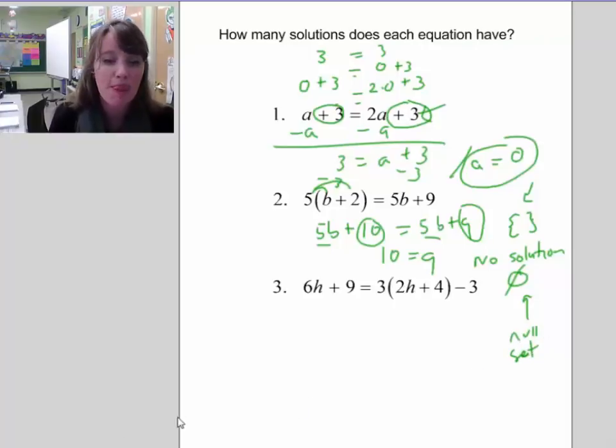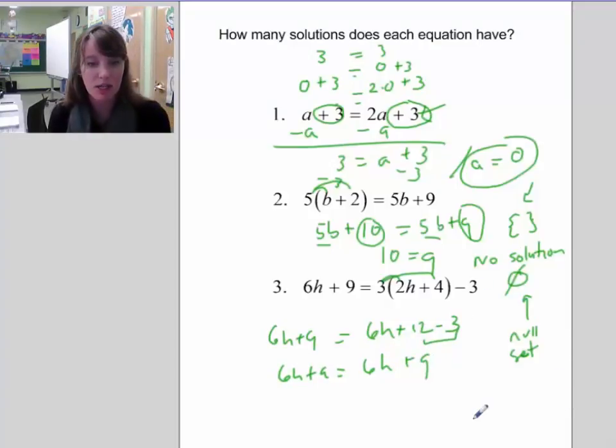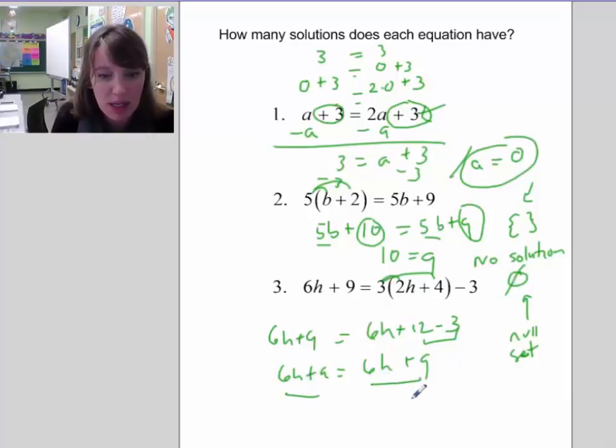Okay, let's multiply this through here. So we'd have 6h plus 12 minus 3, and we have 6h plus 9 on the other side, so let's carry that down. And if I combine those, I have 6h plus 9. So here the left-hand side is equal to the right-hand side, so there's an infinite amount of solutions, okay?